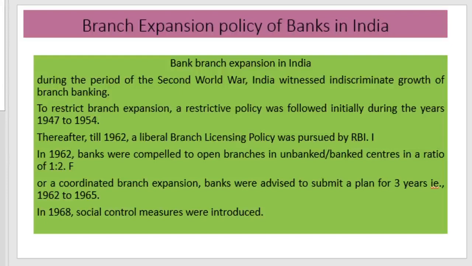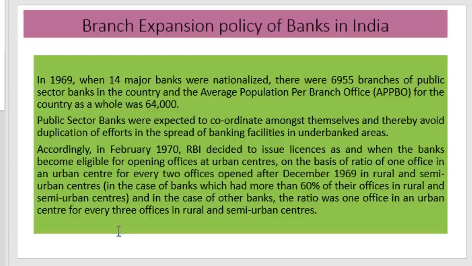Then a coordinated approach for the expansion was adopted in 62 to 65, and in 68 social control measures were introduced. As a result, in 1969, 14 major banks were nationalized. At that time, there were 6,955 branches of public sector banks in the country, with an average population per branch office for the country as a whole of 64,000.